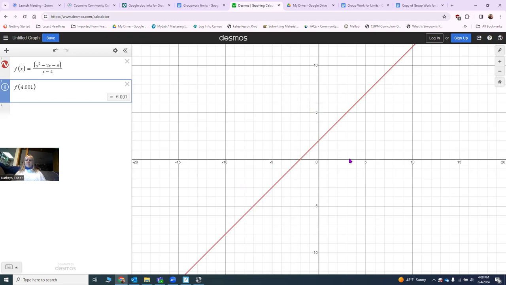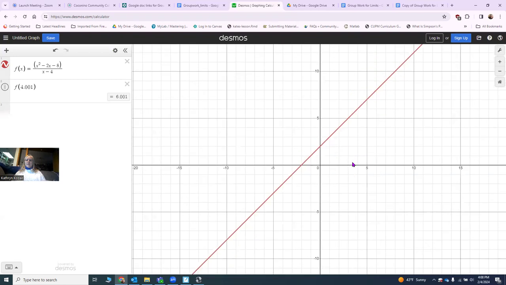If you think about coming up from here, it's hard to do on here. But let me go ahead and take a picture of this graph. So we'll just do a screenshot of this. Let's do a screenshot.